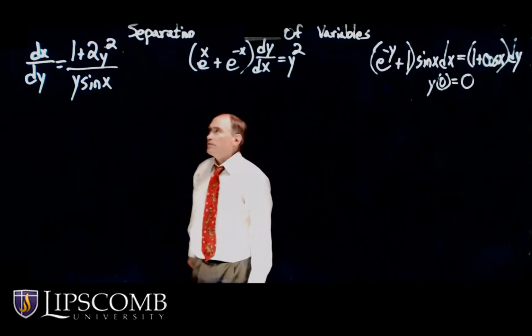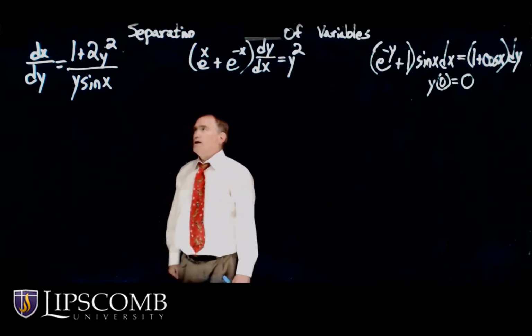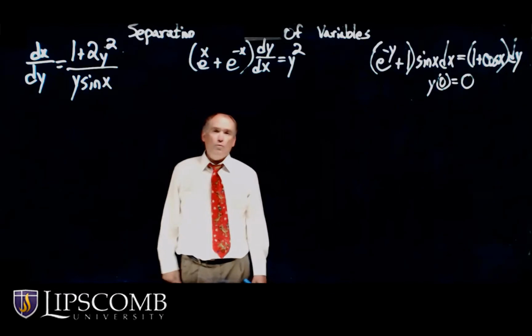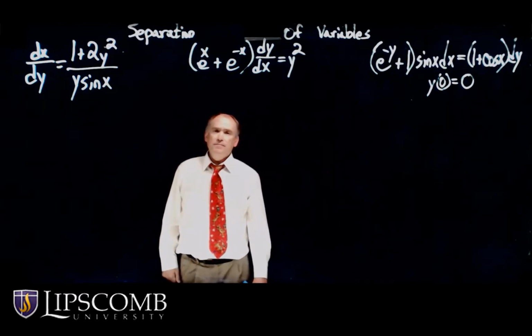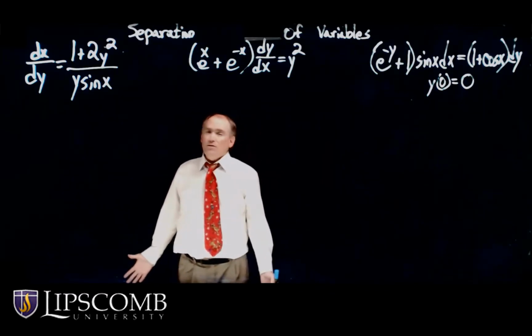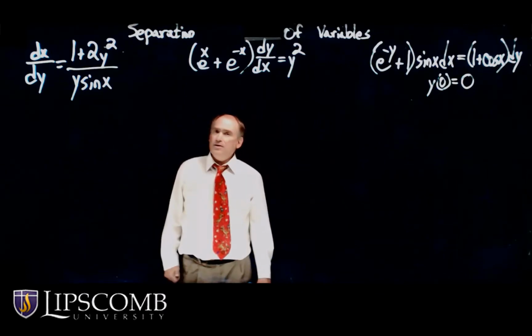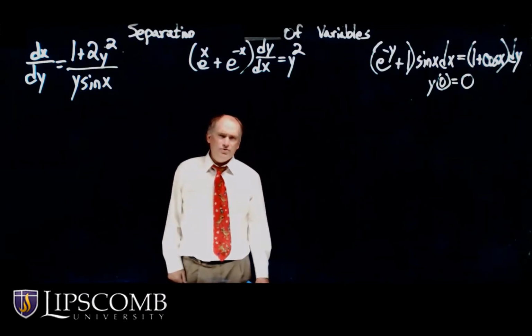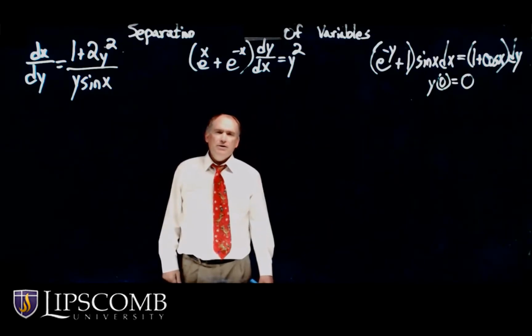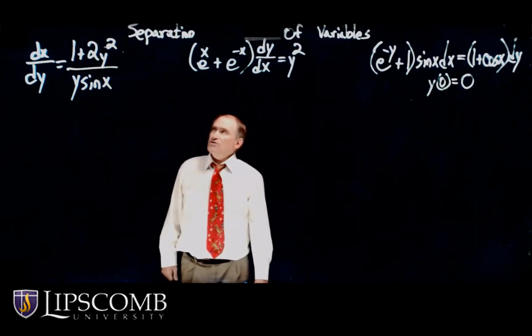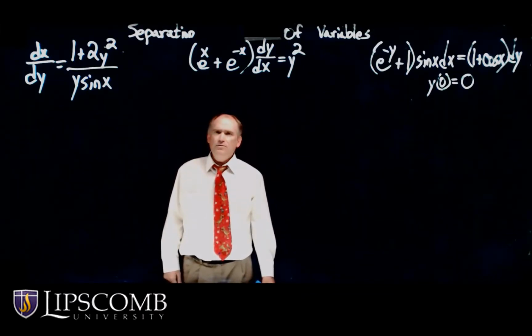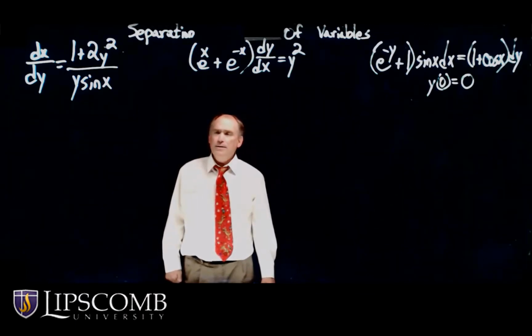Our first problem, dx/dy equal to (1 plus 2y squared) over (y times sine of x). So the first thing I look at, and I know this is a little different because it's dx/dy, not dy/dx, which we're so used to from calculus. But the first thing I notice is that I can separate, thus the name of the method, the variables x and y.